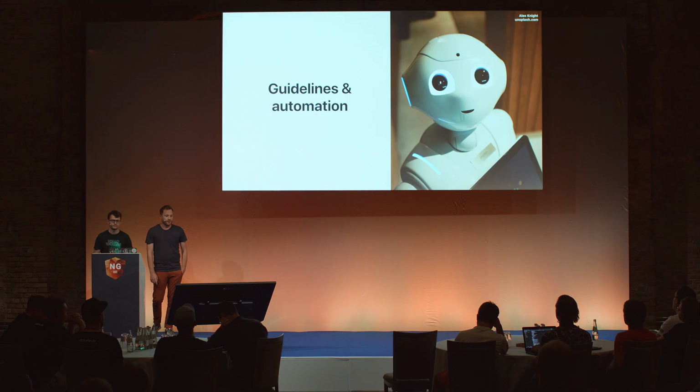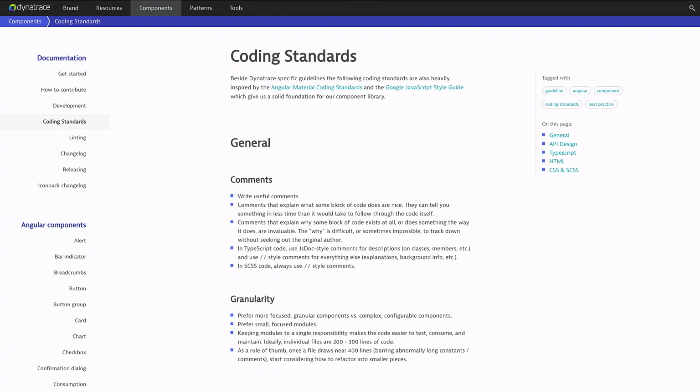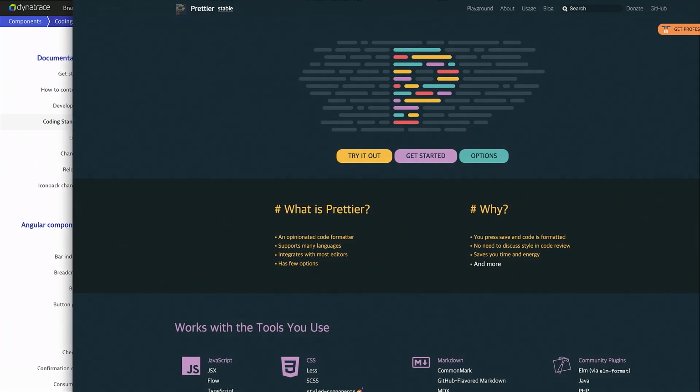In the early days of our library, as you might know, you always have some lengthy discussions about the best formatting of your code and how to define your coding guidelines. We got rid of all of those quite early by clearly documenting coding contributions and coding guidelines. And we automated things like formatting by using Prettier and therefore avoided bike shedding.